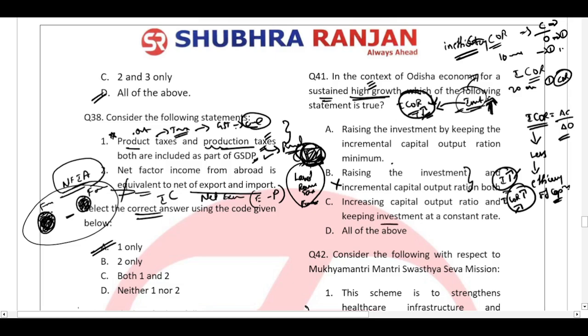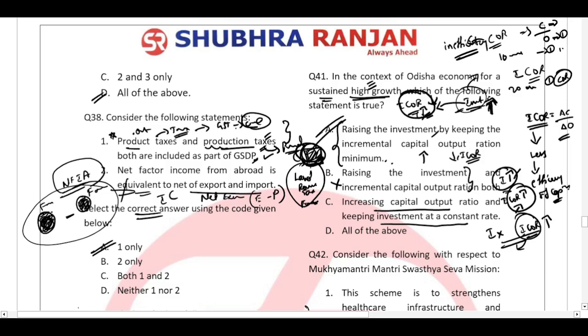Now here it is saying investment at a constant rate but increasing the capital output ratio. So the investment I'm not making any change, but the capital output ratio I'm increasing. So that means now I need more capital to produce the same output. So in this case also it is not ideal. What will be ideal? I should invest more and keep the incremental capital output ratio as minimum as possible. So that is discussed in option A. Raising the investment and keeping ICOR minimum. So this is the correct answer for question number 41.